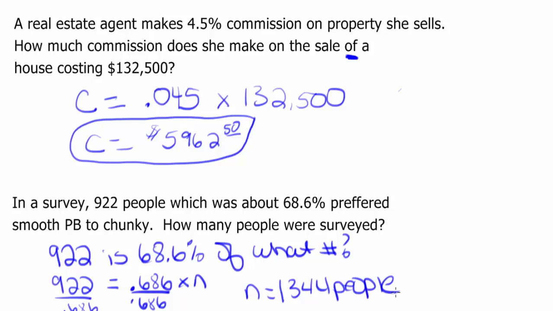1,344 people. Now, what you need to do on these is ask, does this make sense? Well, 922 prefer peanut butter. We're looking to see how many people were surveyed total, so it makes sense that 1,344 people were surveyed. It at least makes sense.